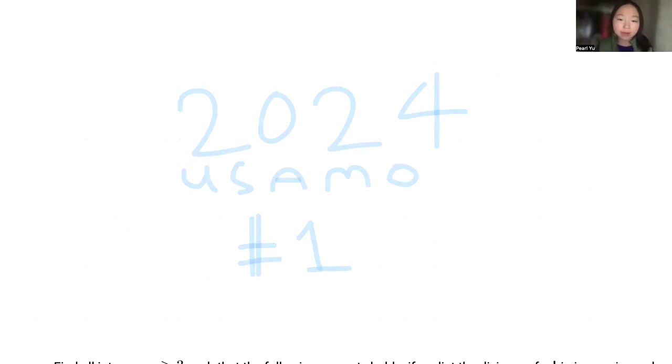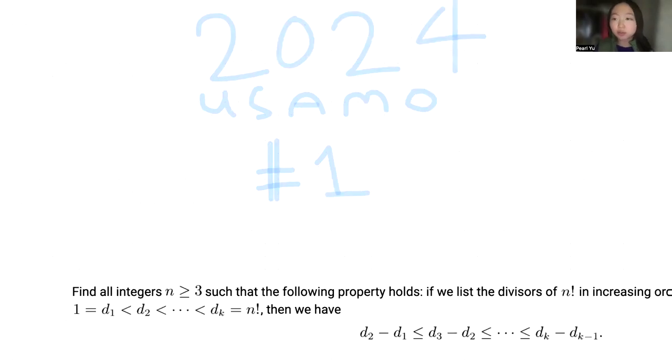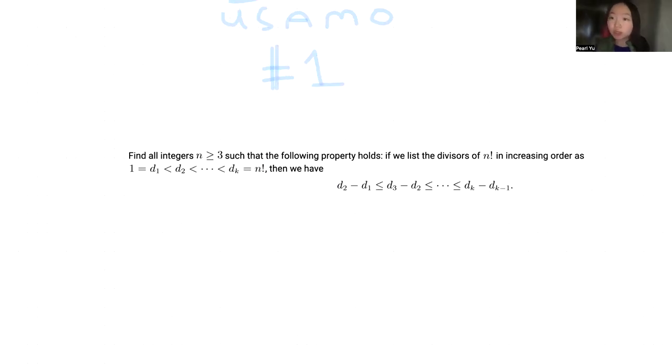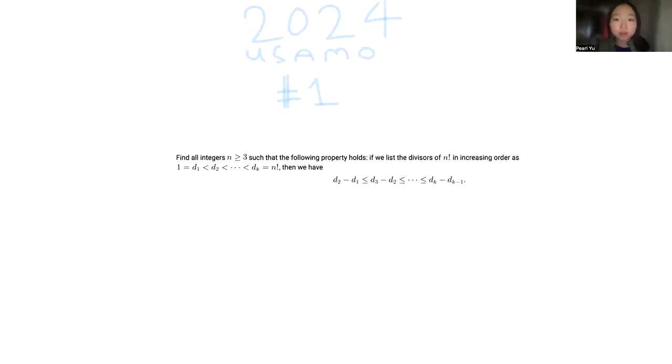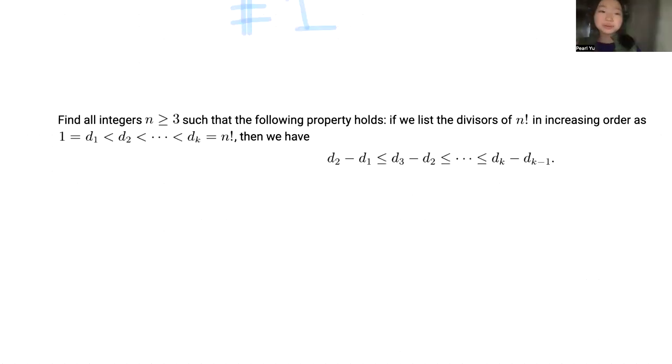So we right here have the 2024 USAMO Problem 1. And to solve this problem, let's first take a look at the problem statement, right? It's telling us that for all integers n greater than or equal to 3, we have the following property that holds.